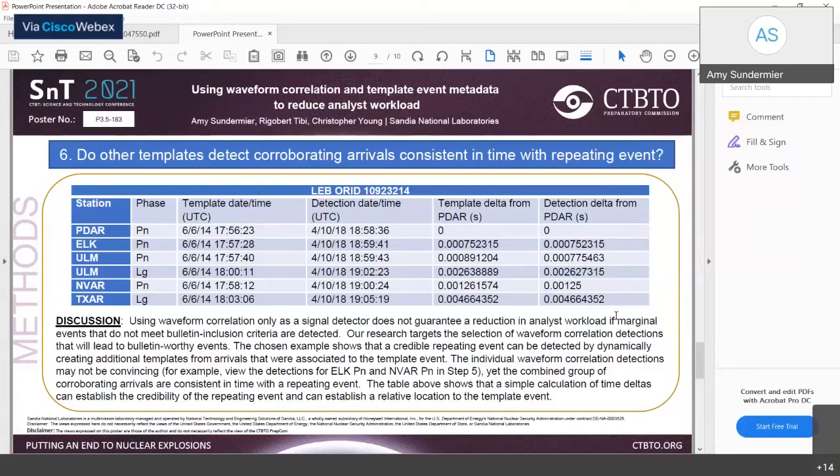And so we think that this approach can be used to find with high confidence repeating events in areas like mining regions where there's a lot of events that happen over and over again and have similar magnitude. And we hope to also take a look at applying this to aftershock identification.